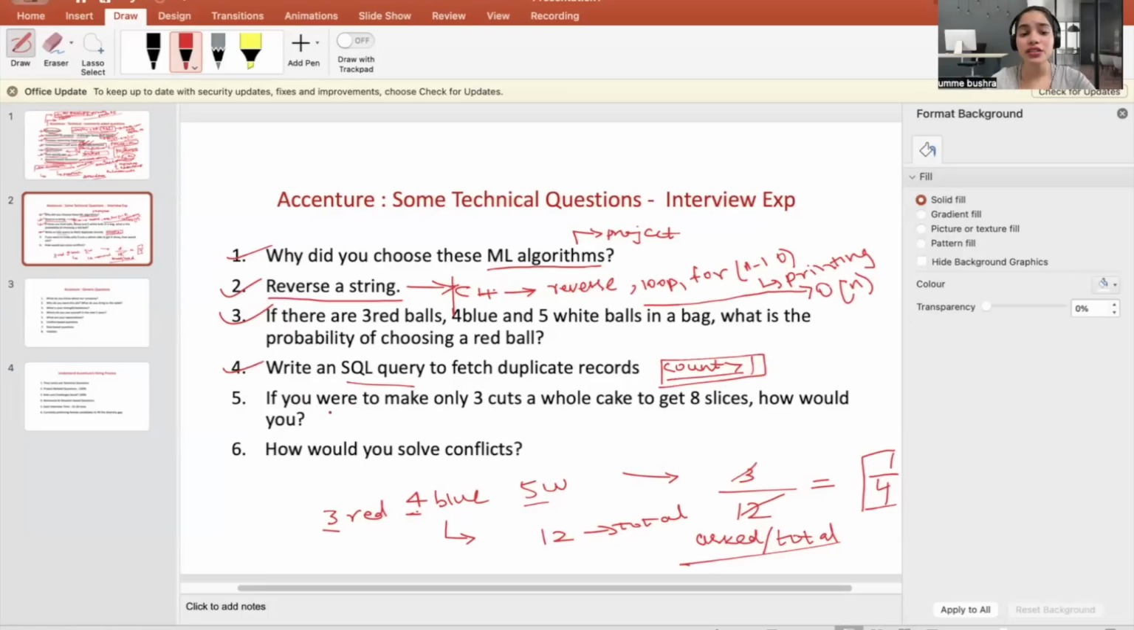And the 5th question is, if you were to make only 3 cuts to a whole cake. This is again one of these questions which is asked to see how you are going to approach these problems, right? So let's try to understand this question. You can make 3 cuts to a whole cake, but you have to get 8 slices. How do you do that?